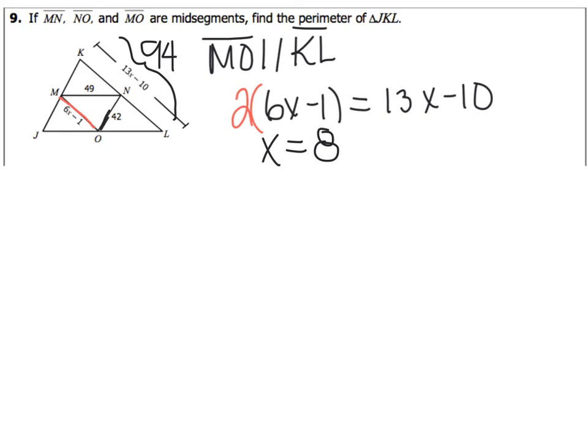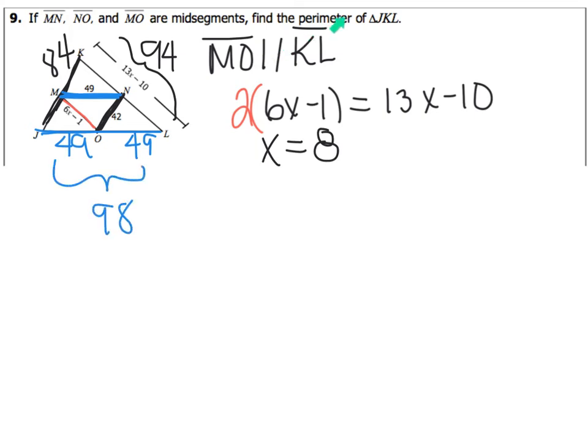Well, we have this side is 42. What is it parallel to? So this side over here, 42 doubled is 84. So now we know this side is 84. Let's take a look at our other mid segment. From here to here is 49. So what does that mean? That means that this whole side over here is, voila, 98.